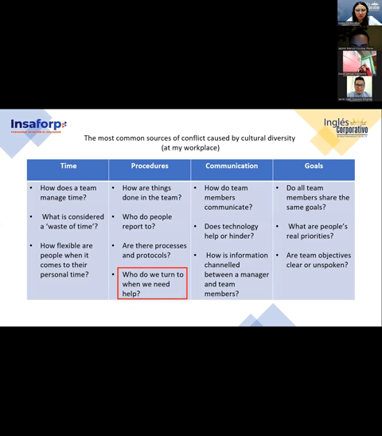Whenever you need help, do you go and talk to your boss? Do you go and talk to somebody else? Who do we turn to whenever we need help? In your case, guys, who do you turn to when you need help at work? Do you have questions about what you are going to do?